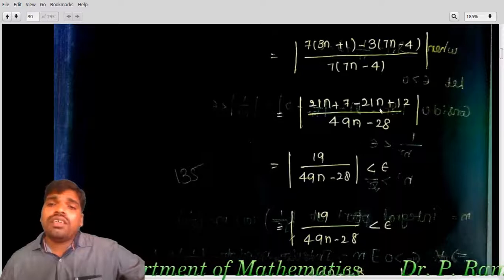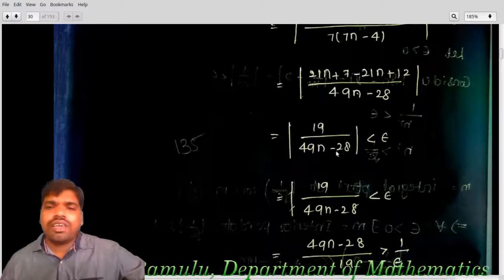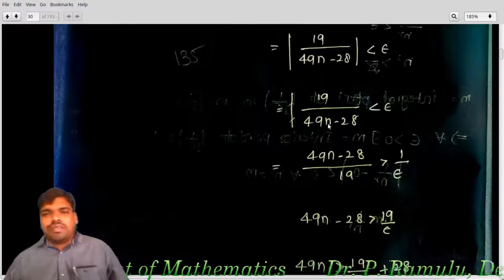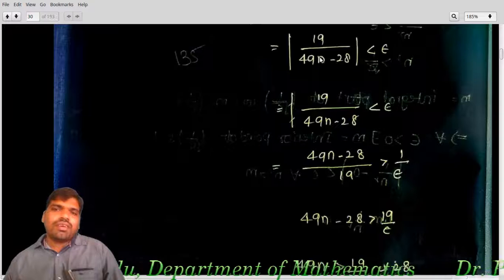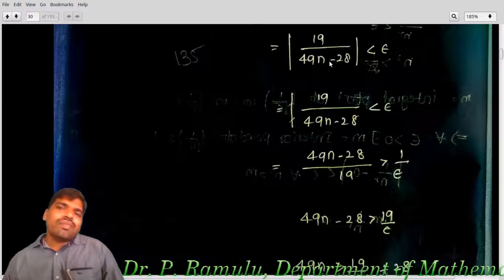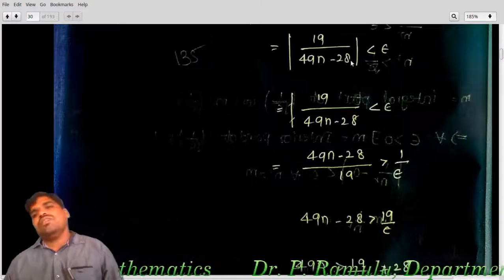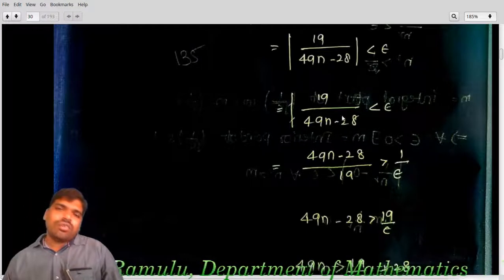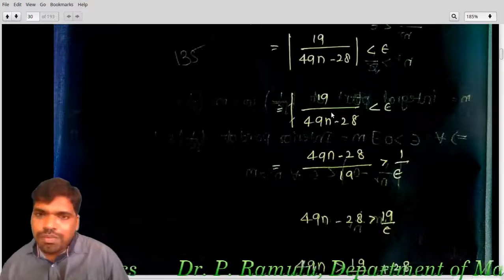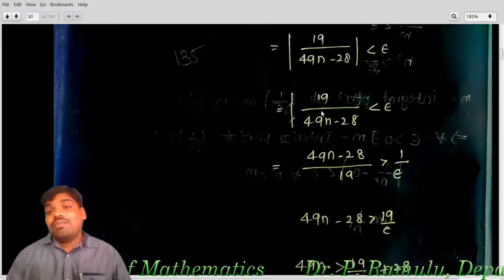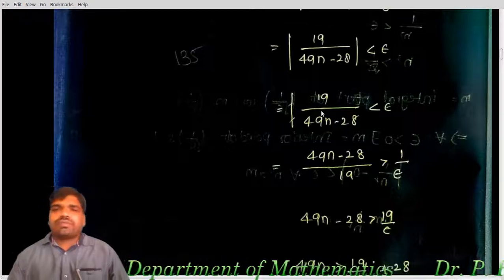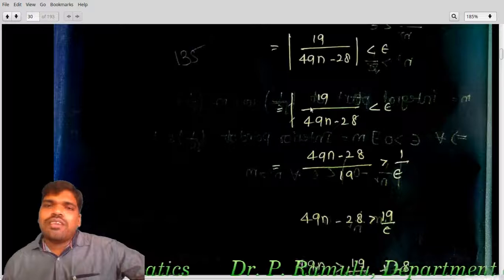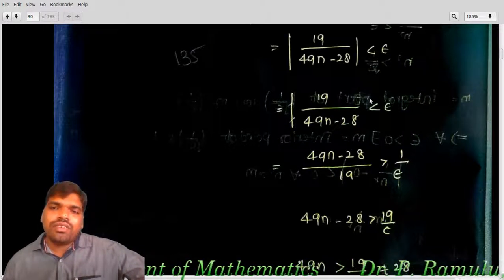So 7 plus 12 equals 19, giving 19 by 49n minus 28, which is less than epsilon. Why can I remove the mod? Because 49n minus 28 is greater than 0, so it is positive. 19 divided by a positive number is positive, and for a positive number, the mod and the number are the same. That's why I am removing the mod.